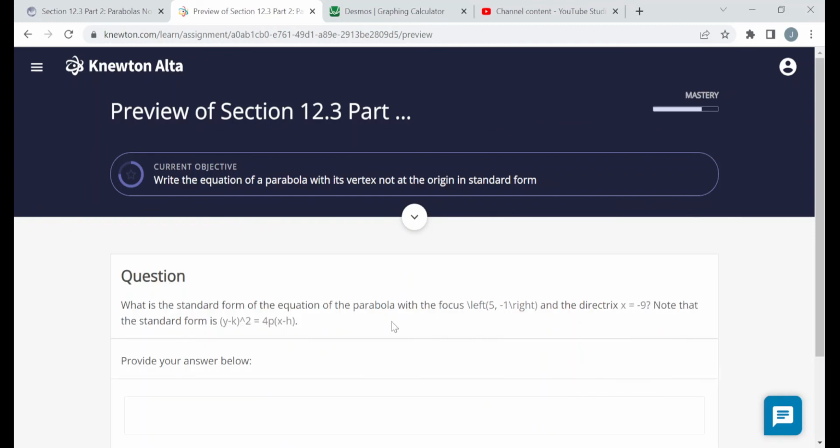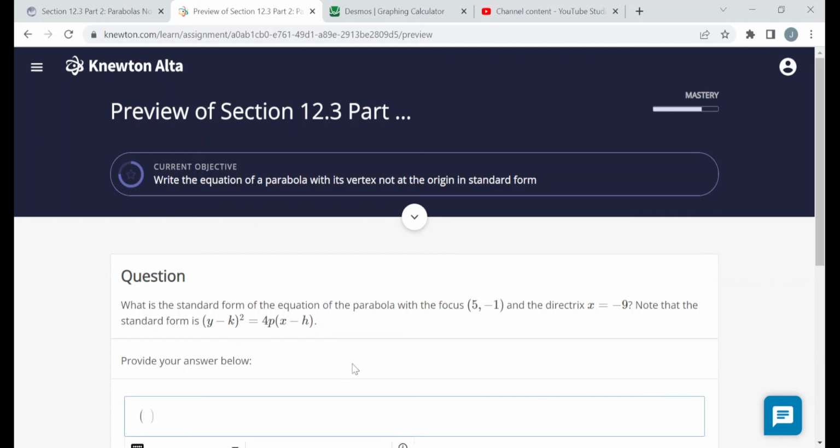Alright, so another one. Now they're telling us again to put it in this form. Focus at (5, -1), directrix at x equals -9. This is very similar. You see the focus is to the right of the directrix, so it's opening right. p is going to be positive. The distance between these is 14 units, 9 and 5, right? So take away 7 here. So again, the vertex is at (-2, -1).